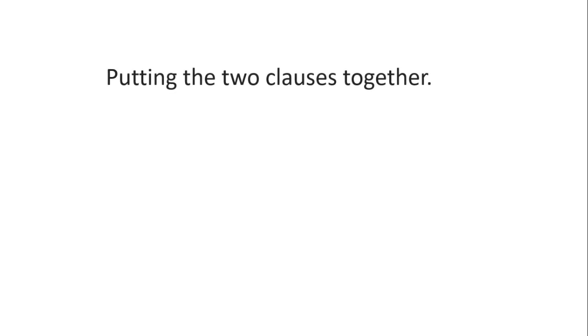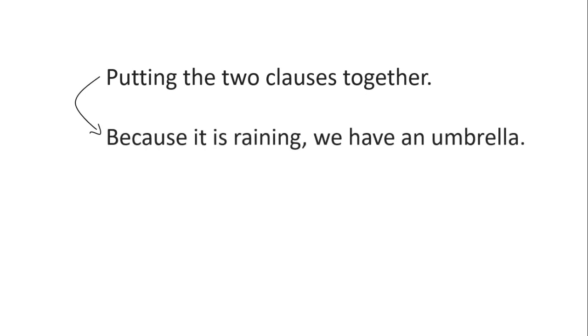Putting the two clauses together, we will get the use of a subordinating conjunction. Because it is raining, we have an umbrella. In the first part of the sentence, you can see a subordinate clause, and the other part is an independent clause, or the main clause.